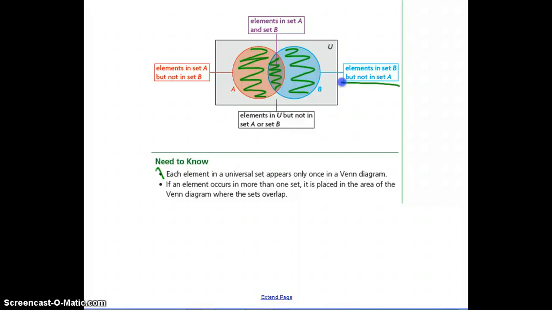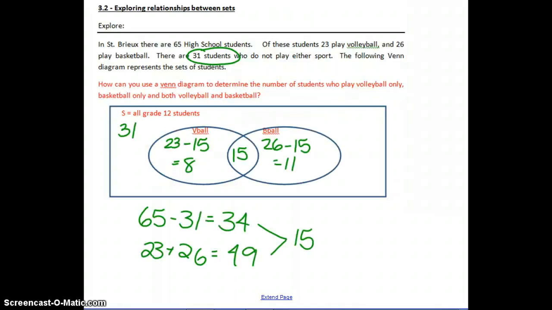Now make sure that each element in a universal set appears only once in this diagram. What that means is the number in your whole Venn diagram has to add up to your total. So here our total is 65. So that means 31 from the neither section, plus 8 from the volleyball section, plus 15 from both, and basketball of 11 has to equal a total of 65 students, which you'll see that it does.